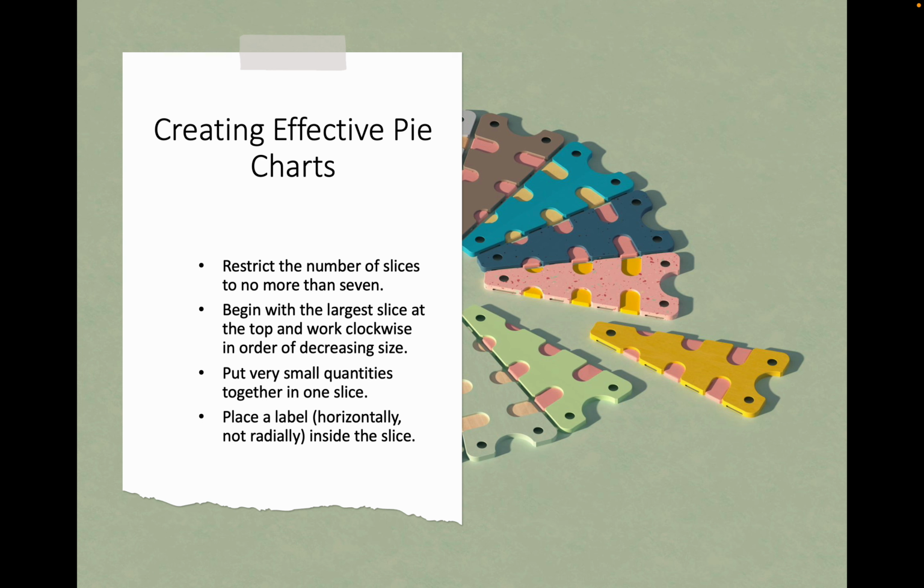But maybe we have a very small percentage of people who own snakes and a very small percentage of people who own geckos or lizards. And maybe I'm going to just kind of lump that all together and say reptiles, parentheses, including snakes, leopard geckos, and bearded dragons. And then place a label horizontally, not radially, inside each slice.